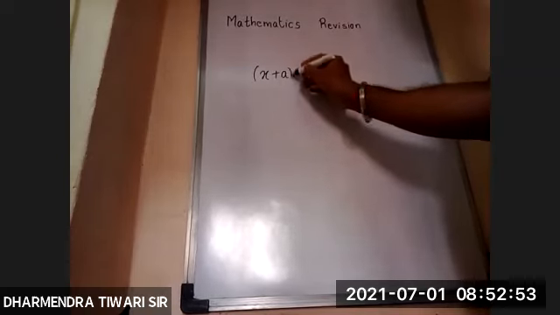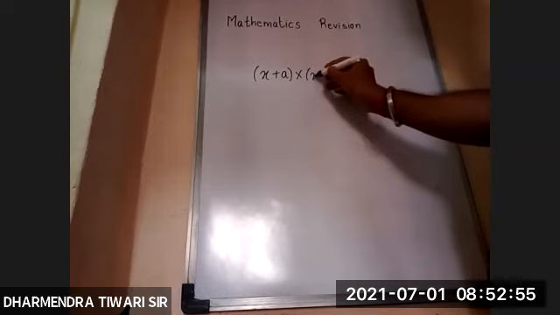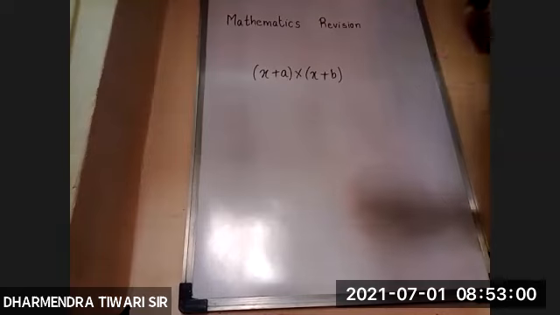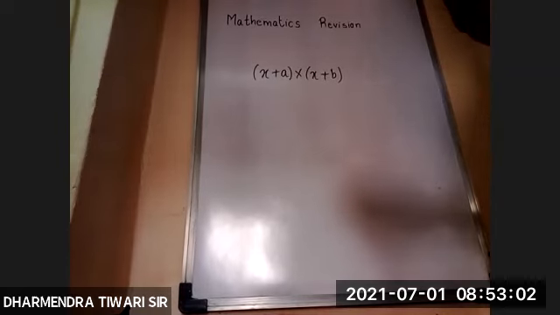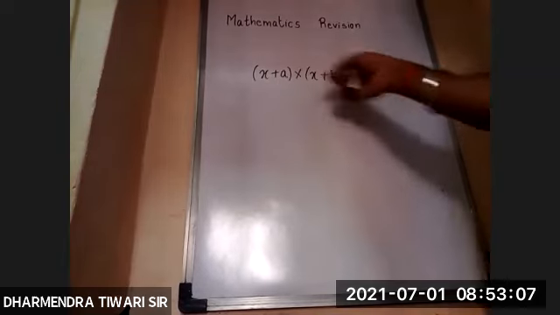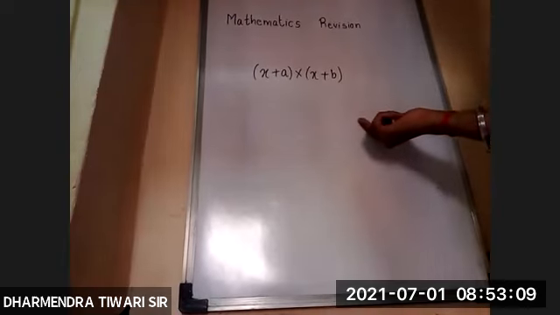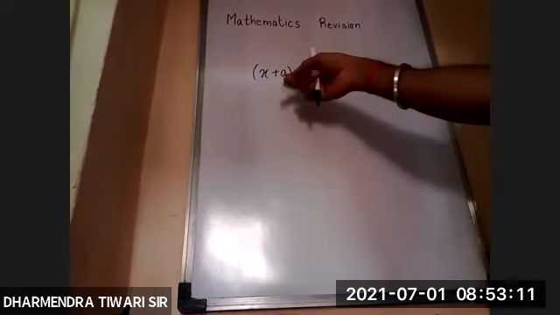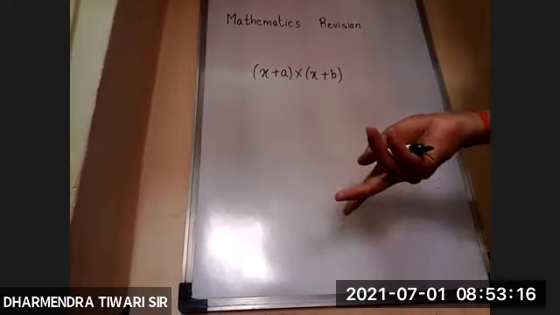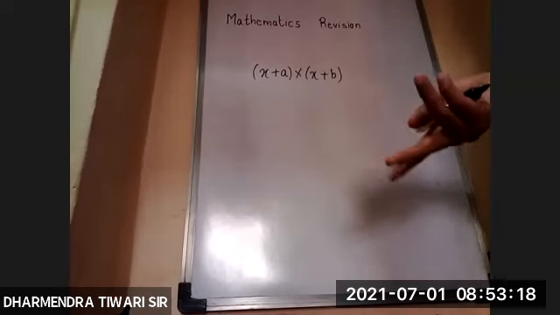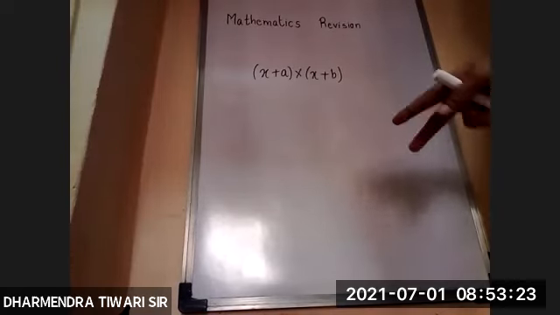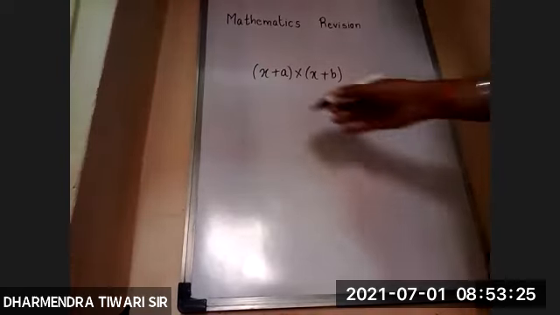(x plus a) into (x plus b). In this we have seen that after multiplication, we get a constant term that is the product of these two numbers a and b as the last term, and we get the addition of a and b, that is, we can call it the sum, as the middle term with the presence of x. So let's see.